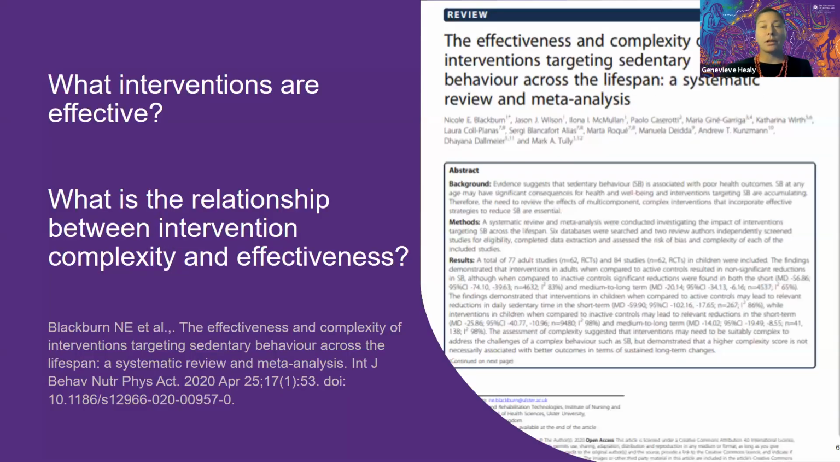What is really nice is that Blackburn and colleagues published a systematic review and meta-analysis last year, evaluating and summarising the evidence on the effectiveness of different intervention approaches to reduce sedentary behaviour across the lifespan, including environmental, behavioural, and mixed or multi-component approaches. Notably, they also looked at the complexity of the intervention and the relationship between complexity and effectiveness. And interestingly, for both children and adults, there was not a strong relationship between these factors. This relationship between complexity and effectiveness will be important to monitor and reflect on as the evidence base for interventions continues to grow.